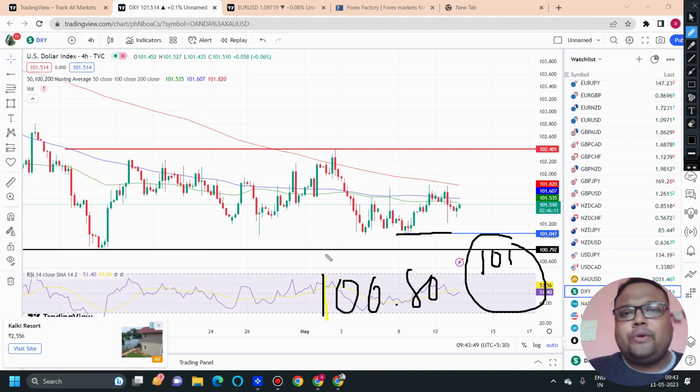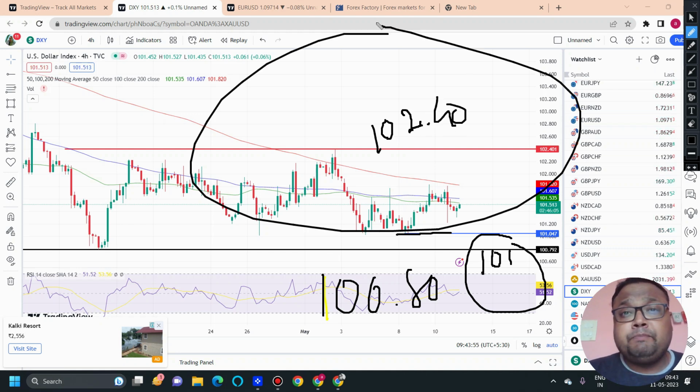And at the top we have 102.40 as the resistance right now. As we all know, DXY is under the dominance of sellers. There was a sharp fall, and after that DXY is trying to breathe a little. If DXY tries to recover, this will be the first resistance. As the market is in a downtrend, there are multiple layers of resistance, so this is the first level DXY will have to cross.